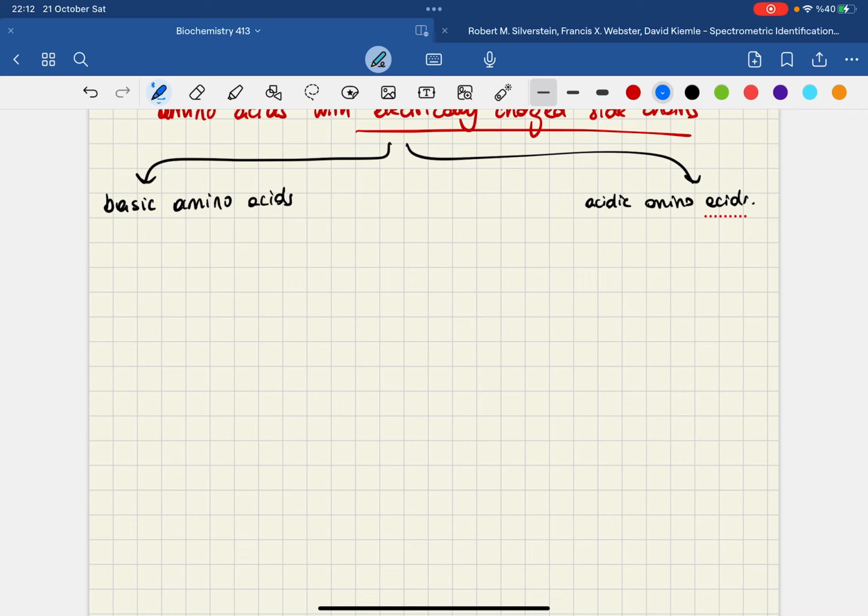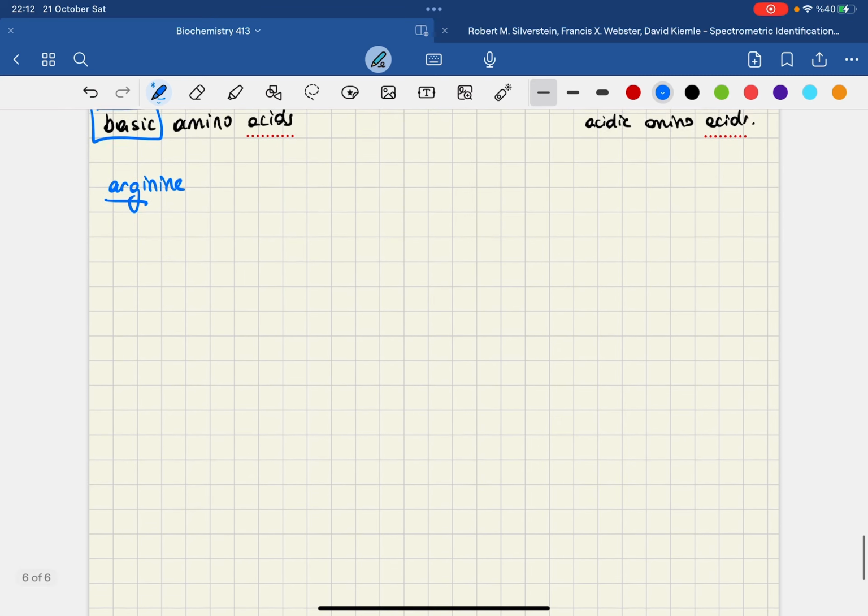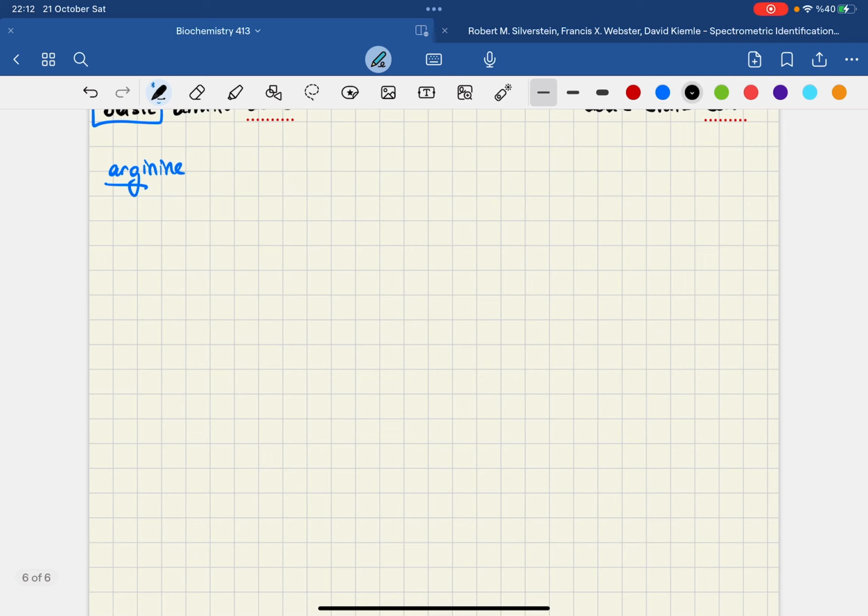First of all, we have the basic amino acids, and then I will write, we have the arginine, like argentum means silver, and then you can imagine it's like a silvery structure, even though it's not. I just made it up in order for you to memorize it better.